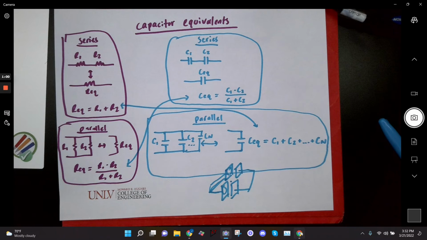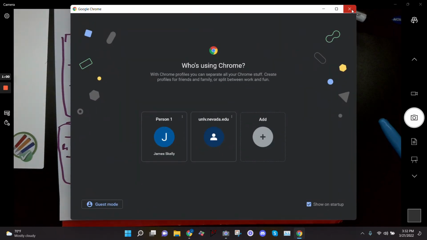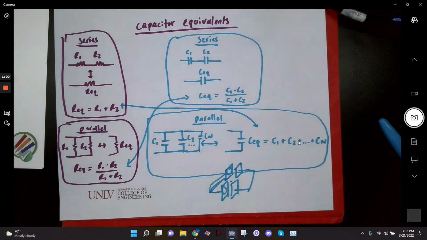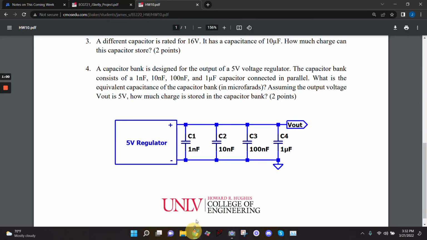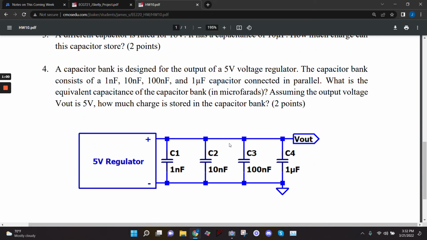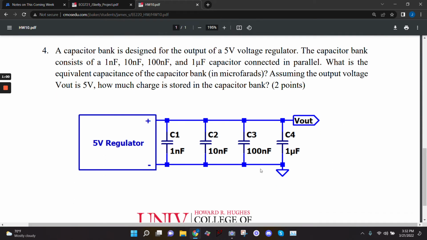Okay, so those are capacitor equivalents. So let's look at that homework problem that you guys had. I want to talk about it so that nobody freaks out. All right, so when you have a bunch of capacitors connected in parallel, they typically call that a capacitor bank. And they're used for different purposes. They're always used on the output of circuits for several reasons.